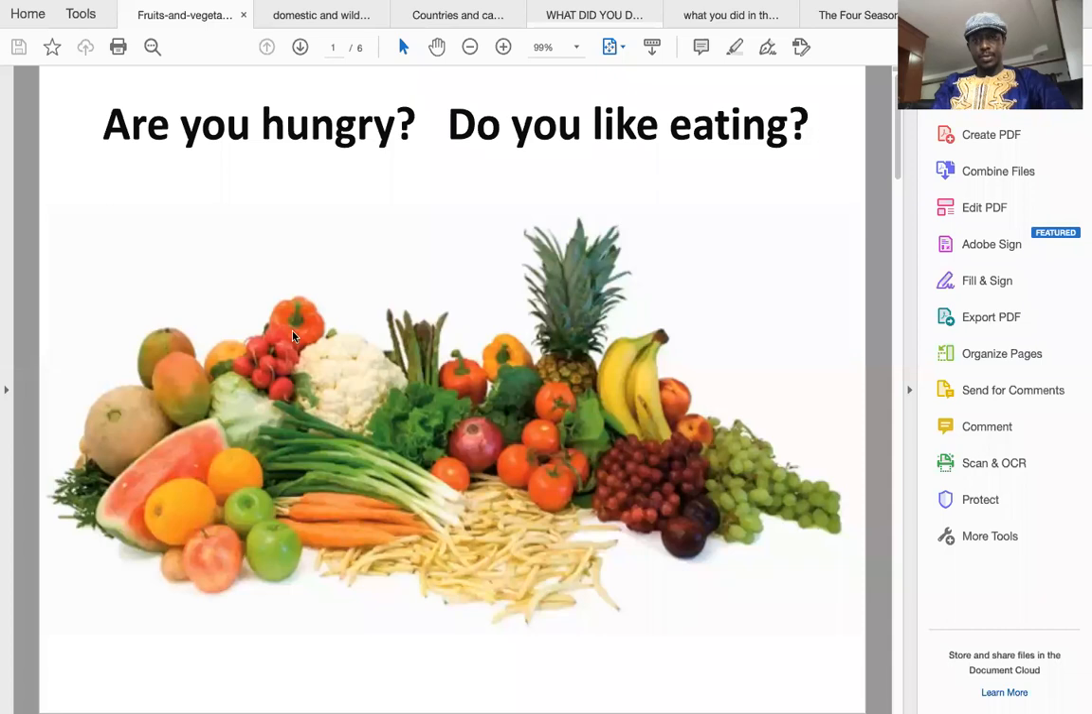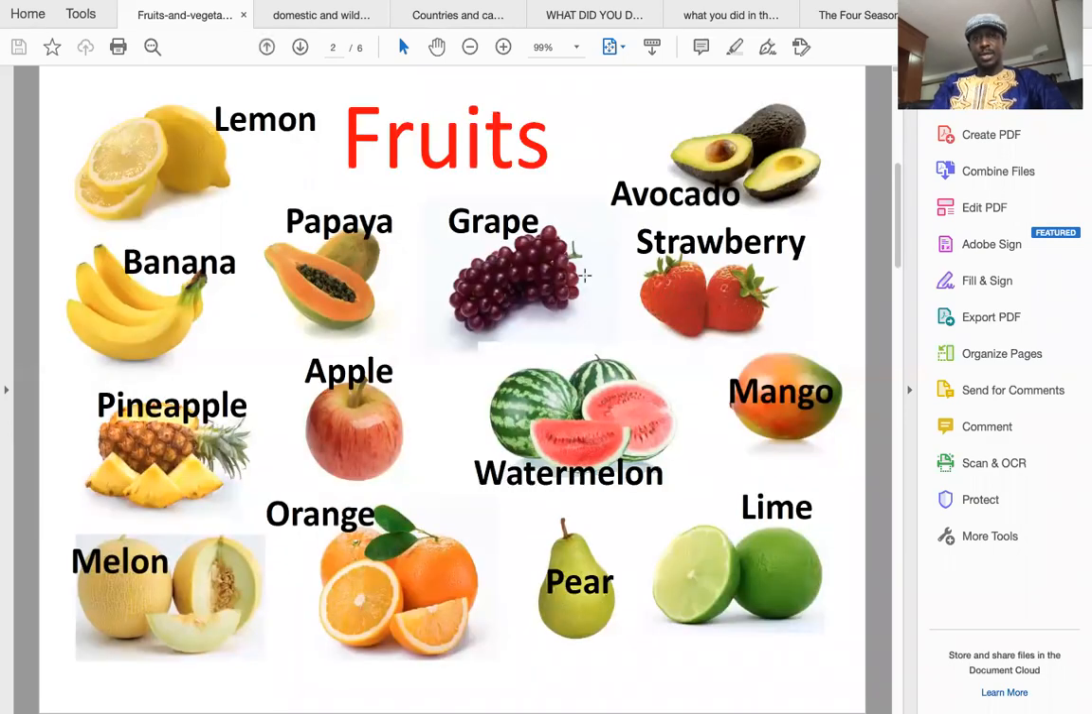Now let me see. Okay, so if I open this, you realize this is our last lesson, what we did, where we're talking about fruit and vegetables. You looked at this lesson and I asked you, are you hungry? Do you like eating? And you said yes, we answered. So we move on to the fruits.